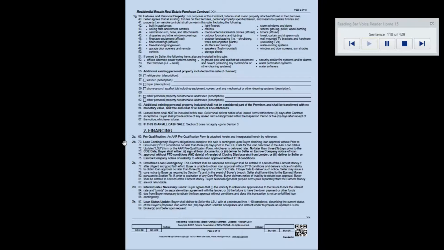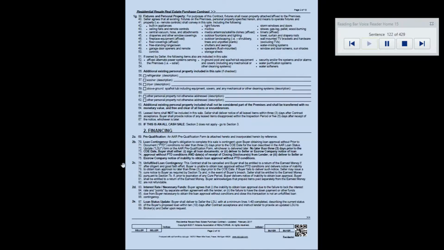No later than 3 days prior to the COE date, buyer shall either 1. Sign all loan documents, or 2. Deliver to seller or escrow company notice of loan approval without PTD conditions and date or dates of receipt of closing disclosure or disclosures from lender, or 3. Deliver to seller or escrow company notice of inability to obtain loan approval without PTD conditions.